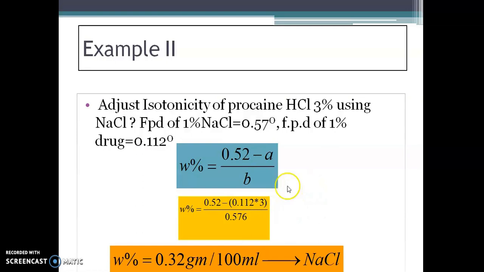This is another example. You have to solve it by this formula: W percent equals 0.52 minus A upon B, similar to the first example.